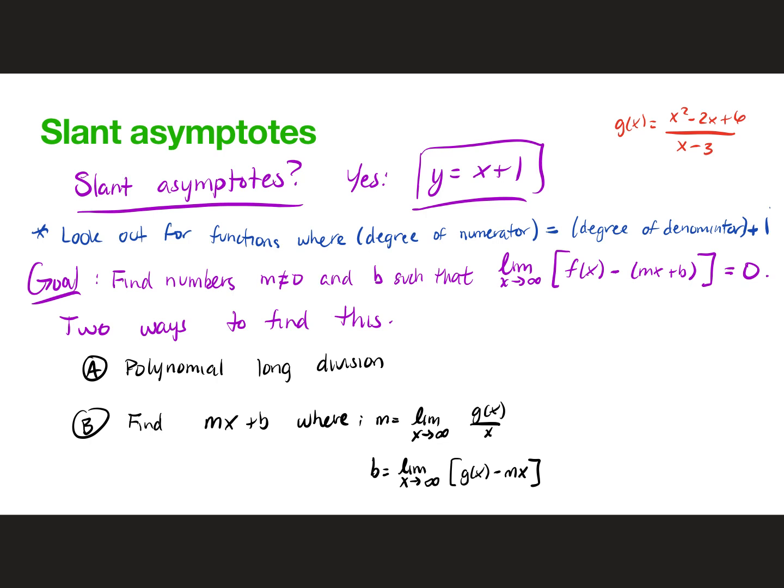And now through the modules, there are two different ways that we've seen to find slant asymptotes. The first is polynomial long division. The second involves these limits at infinity to figure out what m, the slope, and b, the y-intercept of the line defining the slant asymptote are.